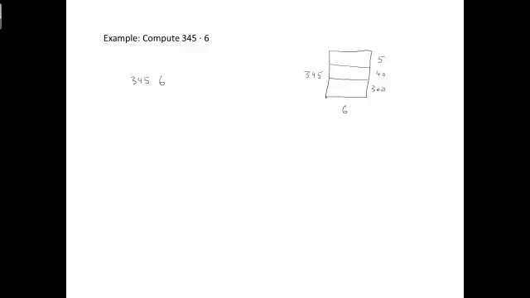345 times 6 is (300 plus 40 plus 5) times 6. 300 times 6 plus 40 times 6 plus 5 times 6. 1800 plus 240 plus 30. 1800 plus 240 is 2040, and 30 more is 2070.